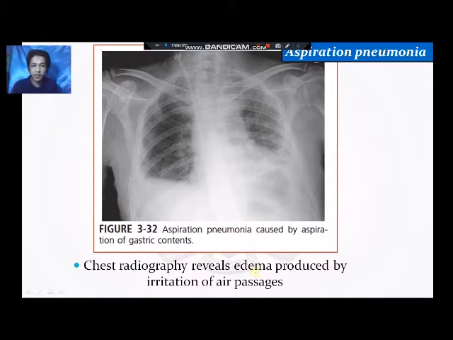Okay, so chest radiography reveals edema or the fluid accumulation by irritation of air passages. Again, because of the aspirated materials.